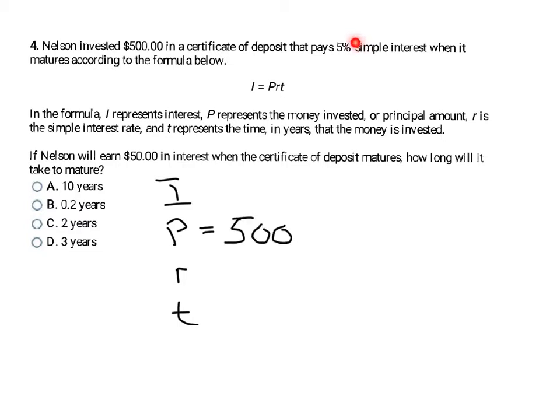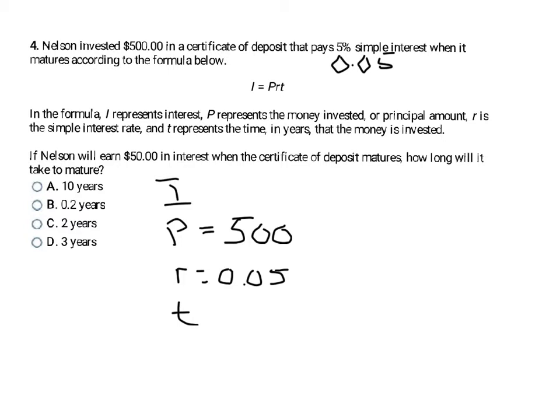Okay, the next number I have here is 5%. It's simple interest. And so R is the simple interest rate. So that means my R is going to be 5%. But remember, you have to write that as a decimal, and 5% is the same as 0.05. So my R is going to be 0.05, which is the same as 5%.